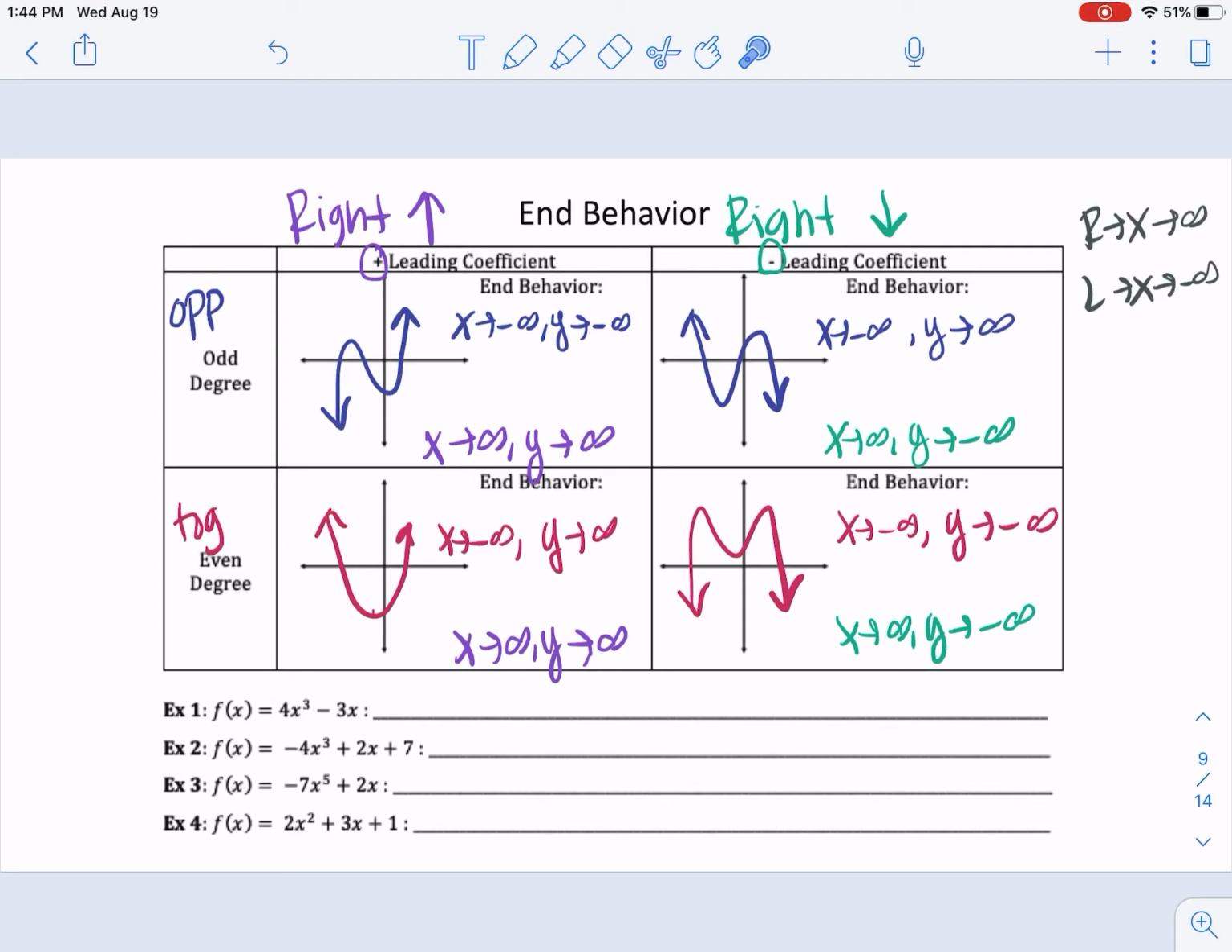So once again, just looking at that relationship, the positive leading coefficient meant that my right-hand one was up. Negative leading coefficient meant that my right-hand one was down. Because they're odds, this one's down, this one's up, this one's up, this one's down. Because they're evens, they went the same.